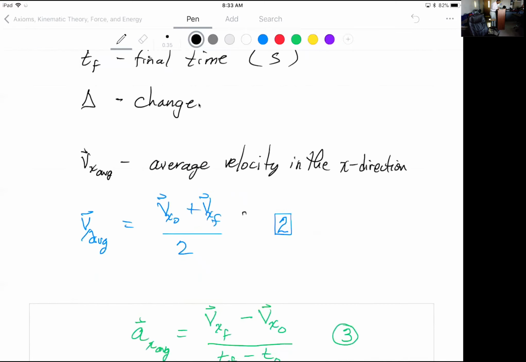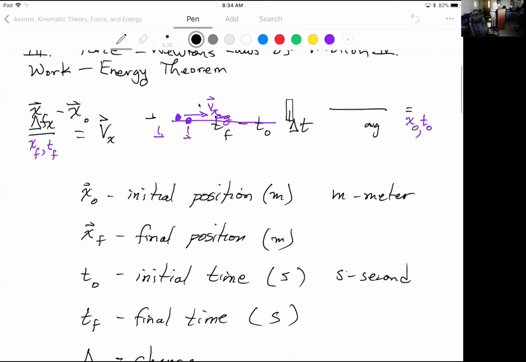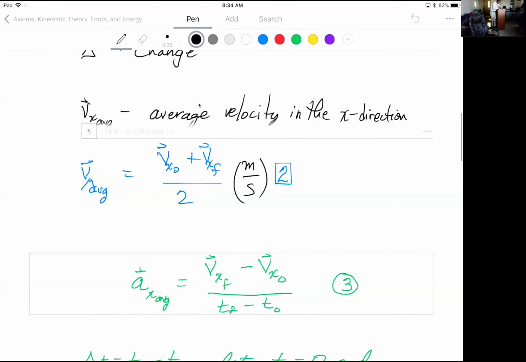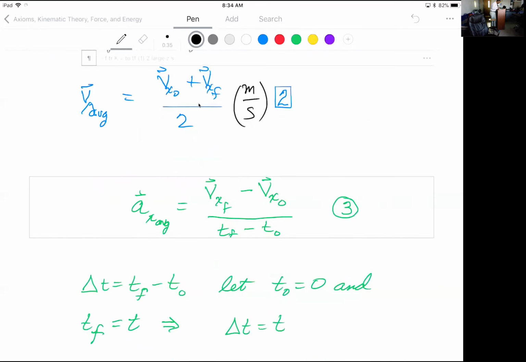The units for velocity are meters per second. Excellent. What about acceleration? So you know velocity is what? Well, it's meters per second divided by a second, which is meters per second squared. So let me rewrite this.